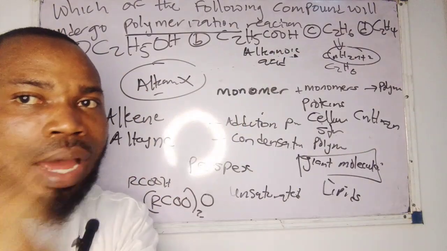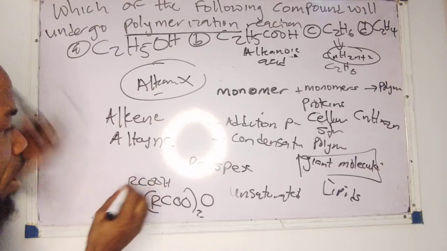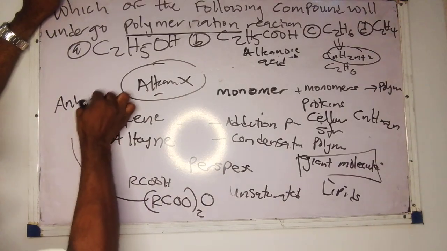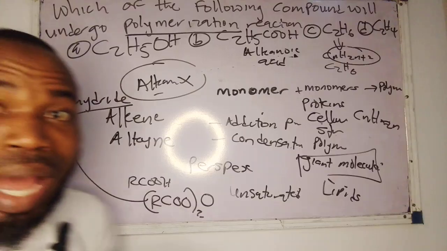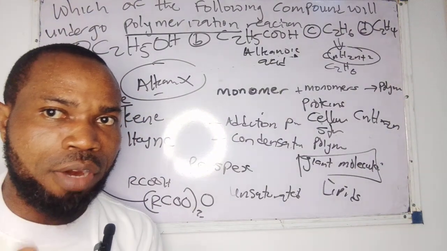That it can form a dimer. Now that dimer is called anhydride. Let me write it out. It's known as anhydride. Not the acid anhydride of oxides of non-metals. So you have to be very, very careful.